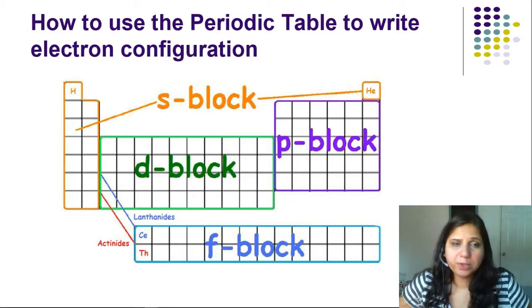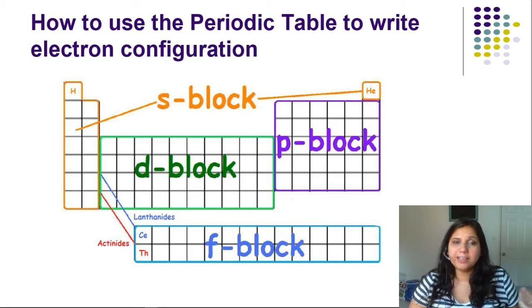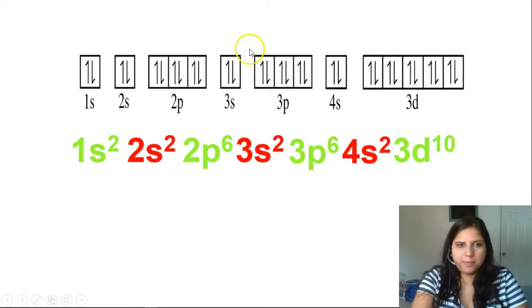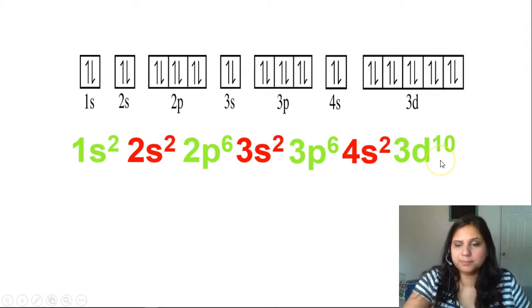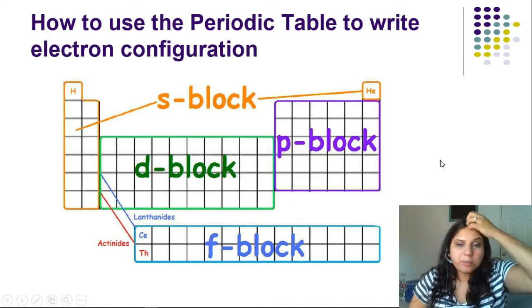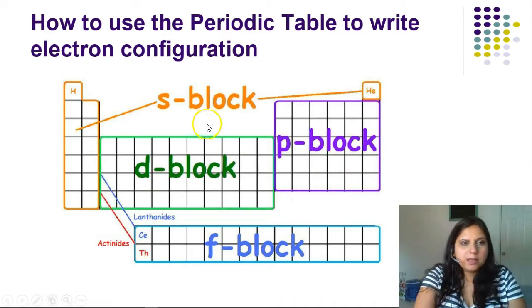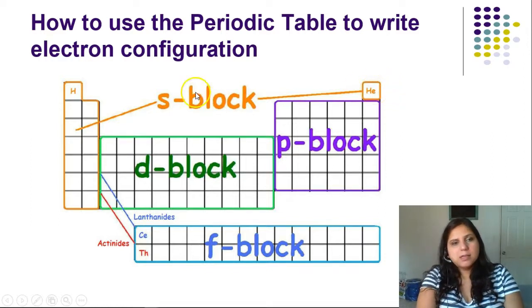Alright, so we're going to use the periodic table to figure out the electron configuration. And so to come up with this part right here. Alright, so you need to know the blocks on the periodic table. These first 2 columns are the S block. And that does include helium over here. It's part of the S block. It only has the S orbital when it's in the ground state.